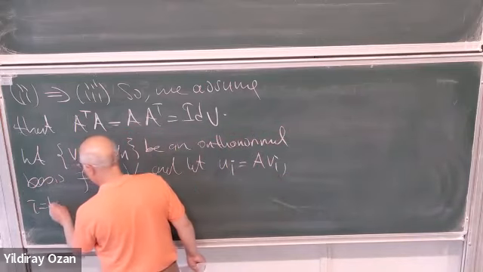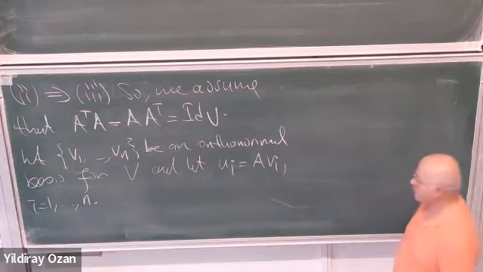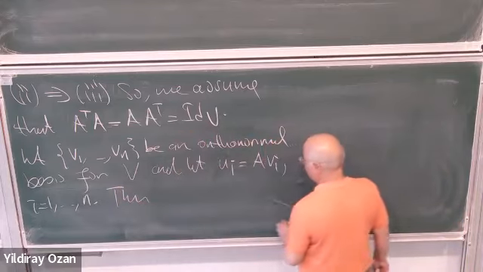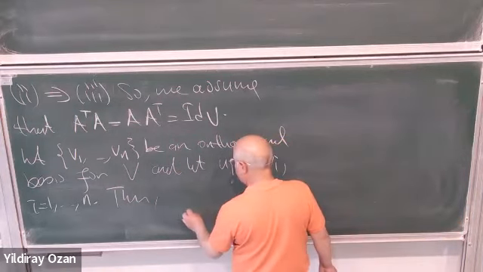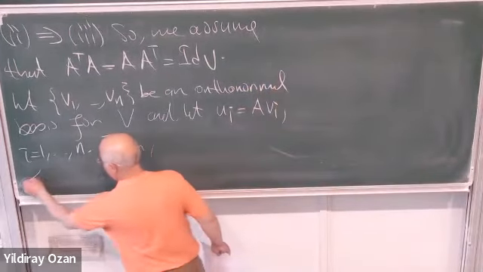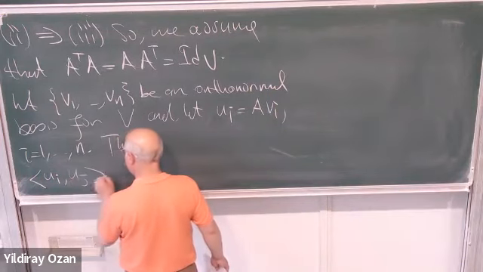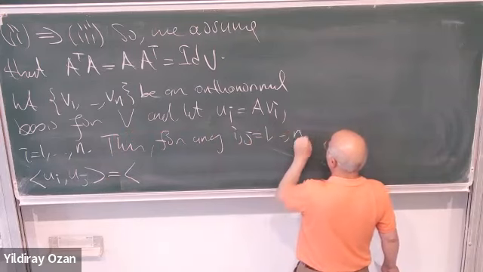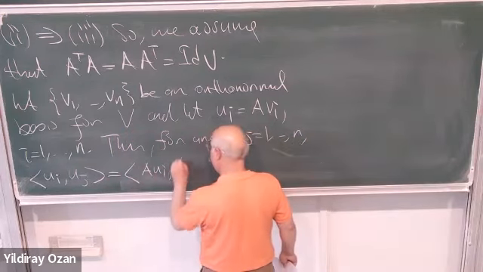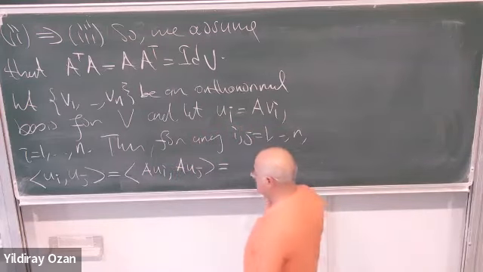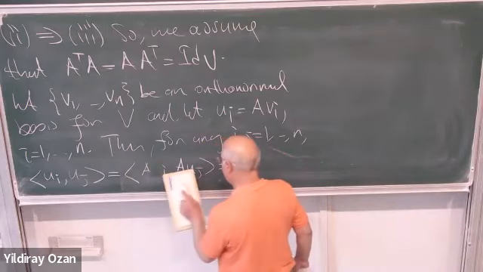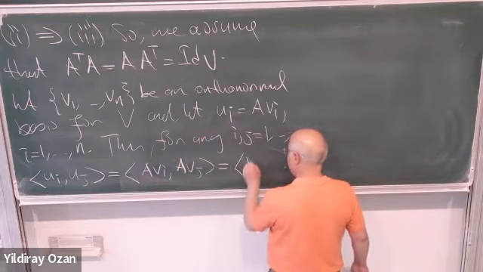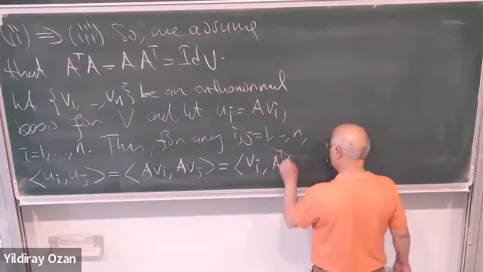Bizim ne göstermemiz lazım? U'ların ortonormal bir basis olduğunu göstermemiz lazım. But then, okay. Let's see. UI inner product UJ. What is this? Well, by definition, this is A BI, A BJ, but this is just... UI is just A BI. So this is BI, BJ, but this is just BI inner product A transpose A BJ.